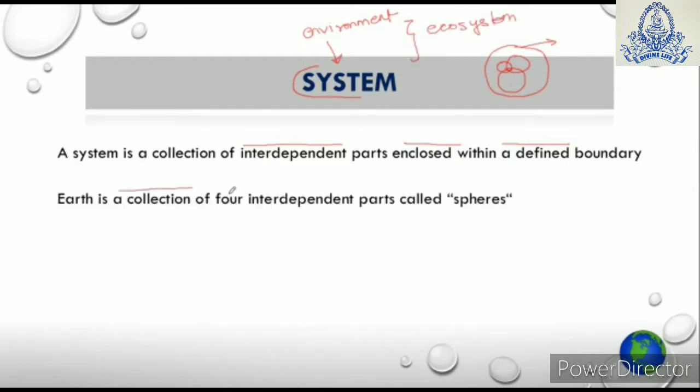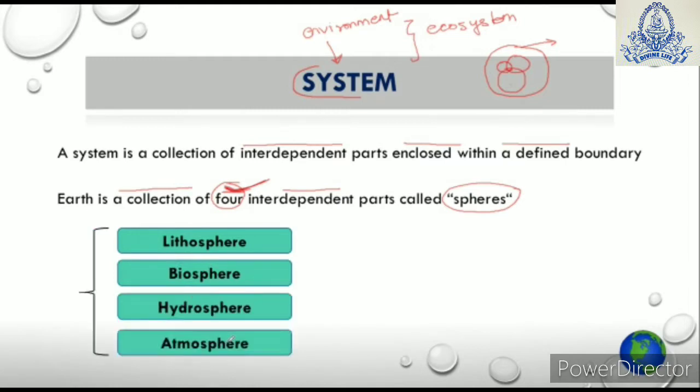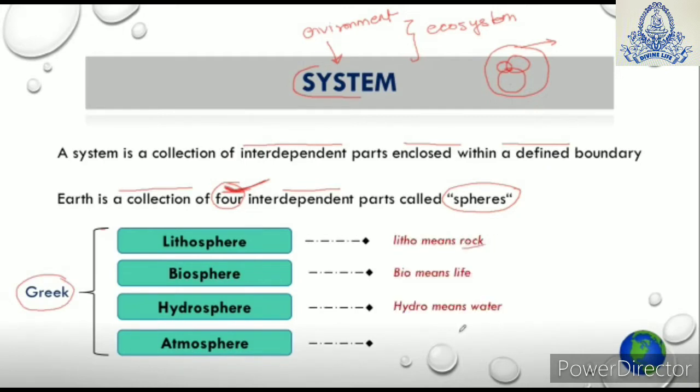Therefore, Earth is collection of four interdependent parts and these parts are called spheres. So basically there are four interdependent spheres in planet Earth. So first is lithosphere, second is biosphere, third is hydrosphere and fourth is atmosphere. The names of these spheres have come from Greek word where litho means rock, bio means life, hydro stands for water and atmos stands for vapors and air.